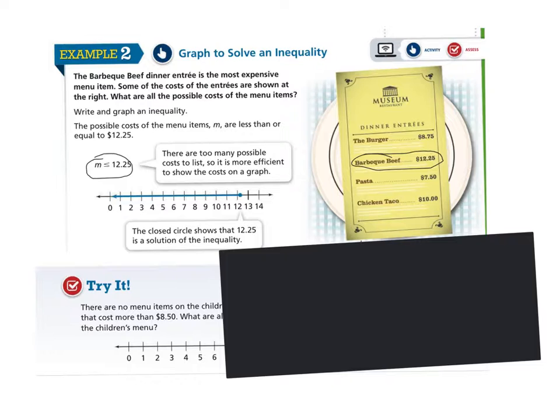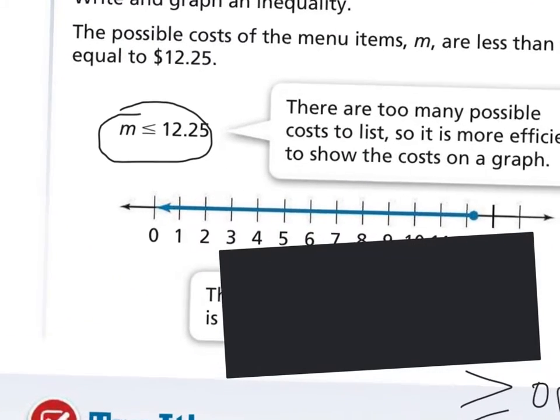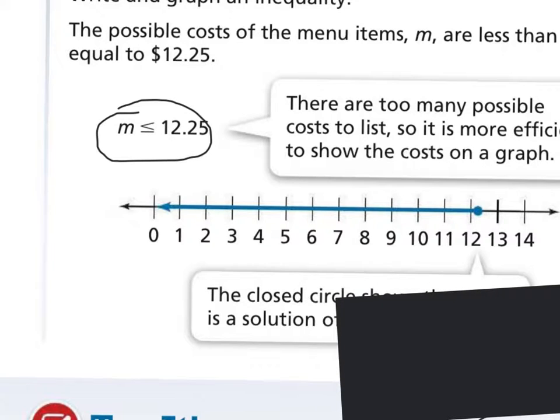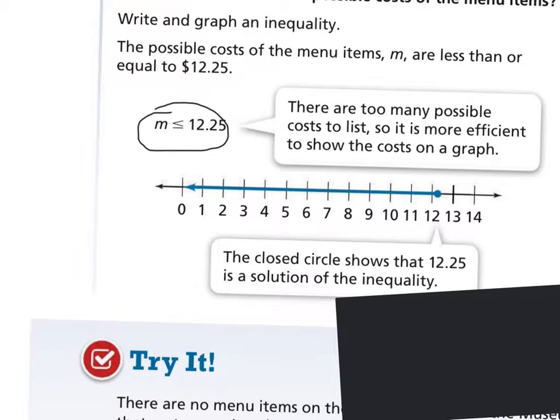Example 2, the barbecue beef dinner entree is the most expensive menu item. Some of the costs of the entrees are shown at the right. What are all the possible costs of the menu items? So if that is the most expensive menu item, that means that the menu items are all less than or equal to $12.25. This includes the $12.25 or anything less than it. So rather than listing out all the different options, just a quicker way of doing that is graphing it.